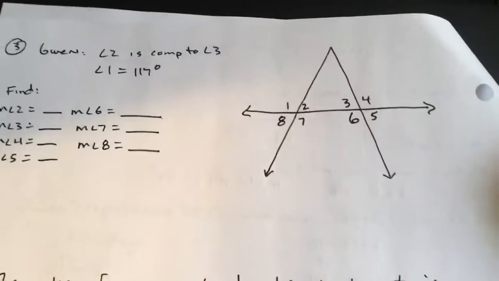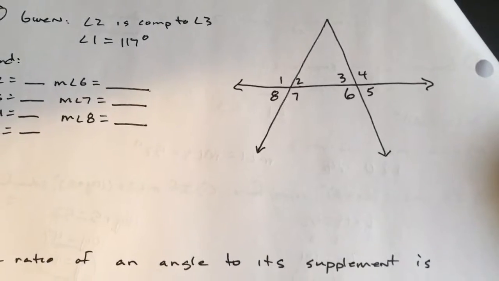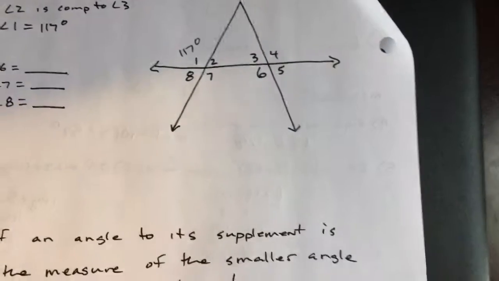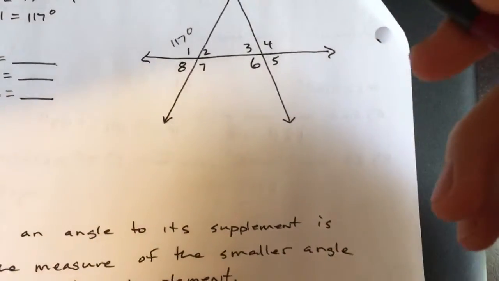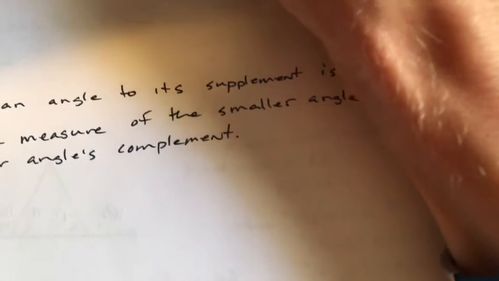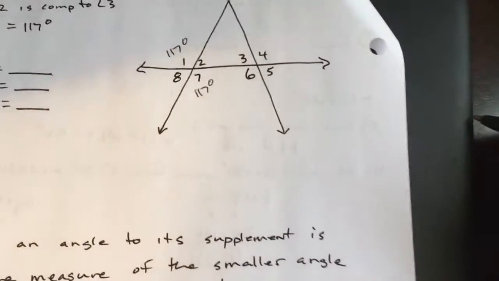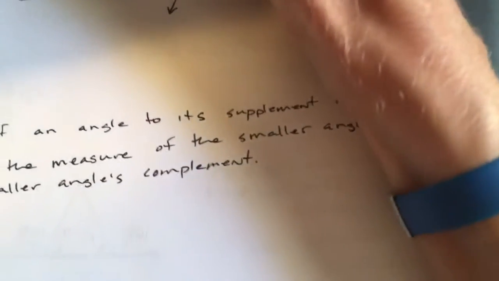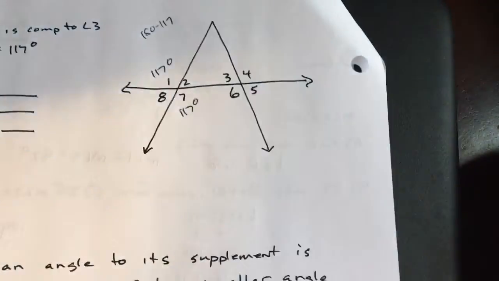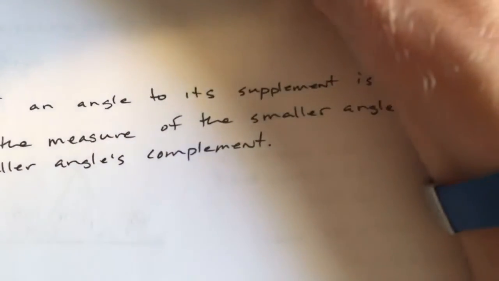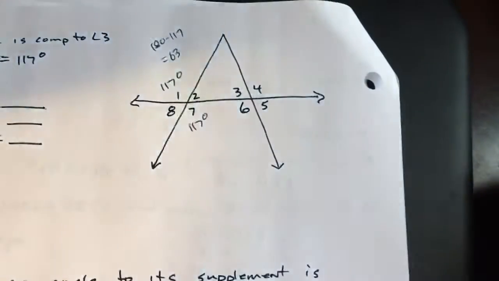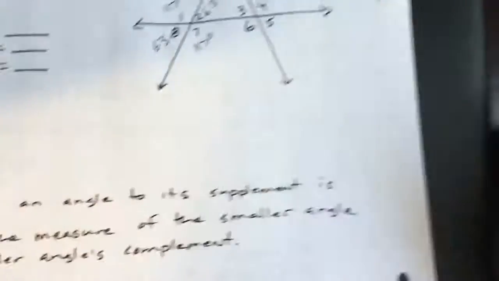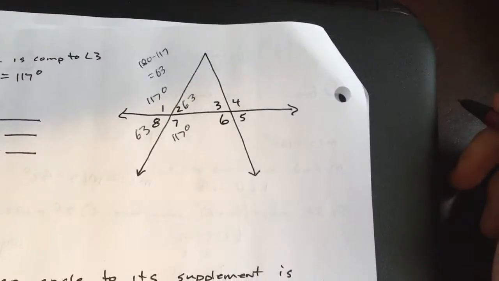All right, angle 2 is complementary to angle 3. Angle 1 is 117 degrees. All right, we're going to put 117 there. And it's kind of a domino effect. If 1 is 117, folks, well, then 7 is also 117. Vertical angles are congruent. Now, 2 and 8 are supplements of 1 and 7. So simply take 180 minus 117 as we do there. That's 63. All right, we're going to put the 63 here and we're going to put the 63 right there.